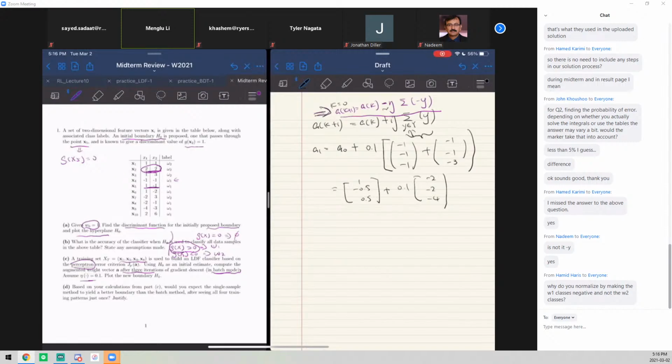Why do I normalize by making the class 1 negative? Actually, no. In the question, x1 is class 2, so I still made the class 2 negative. Okay, so after this, the answer is 0.8, negative 0.7, 0.1. This one is the new weight vector after the first iteration.